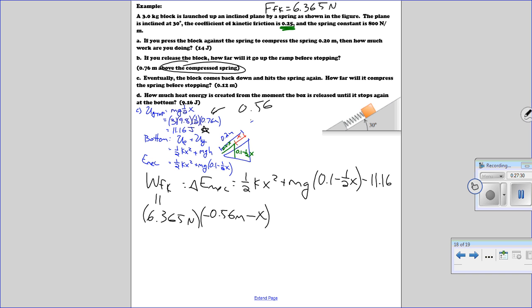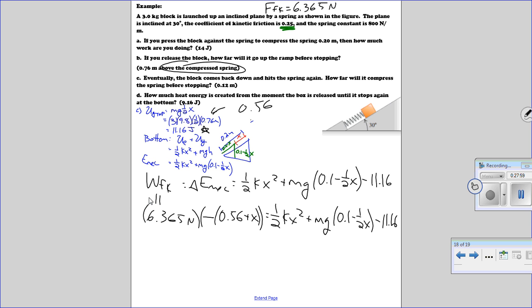Remember, x is how far the spring gets squished. It's going down that far. So it's going to go down a distance of 0.56 plus however far it squishes the spring. So that equals all of this: 1/2 k x squared plus mg times (0.1 minus 1/2 x), minus 11.16.